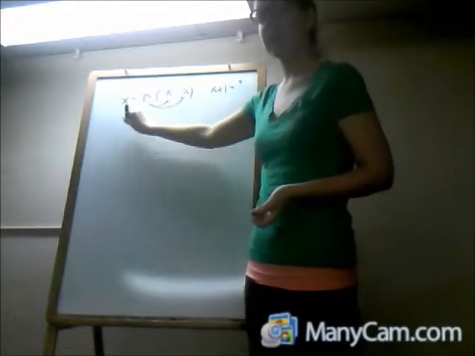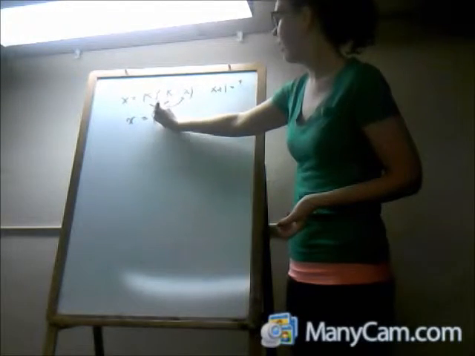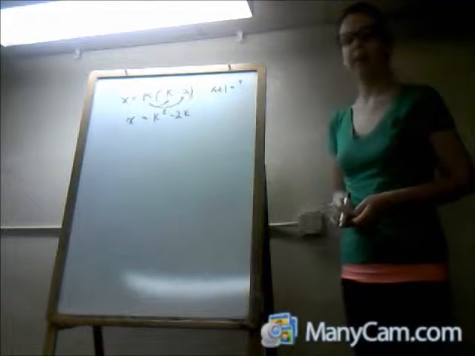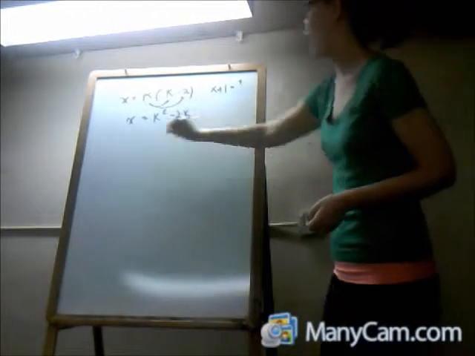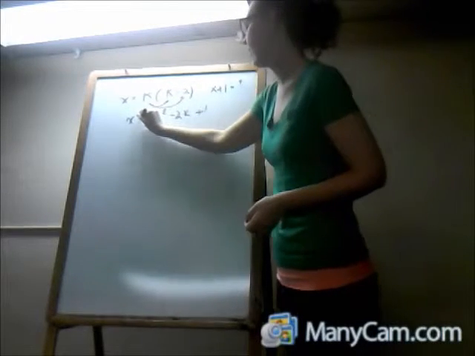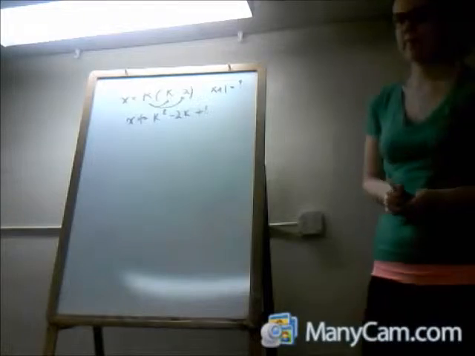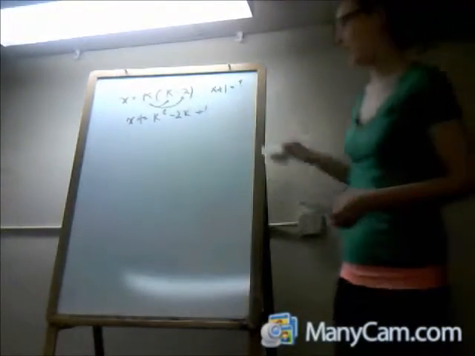So then you get x equals k squared minus 2k. And then to get x plus 1, you're just going to add a 1. So that's going to be your answer. That's not too bad. So let's go to number 4.